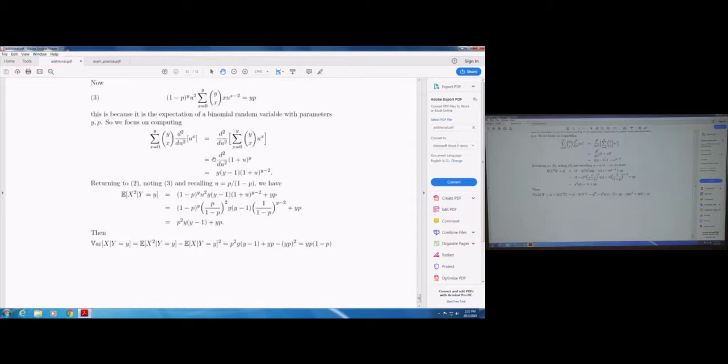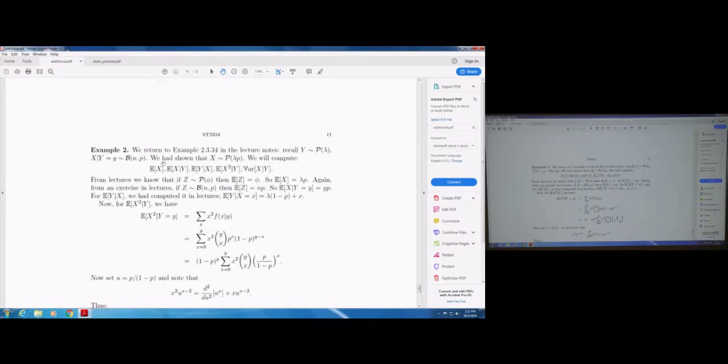Okay, so this is just a computational example of using these types of results. This example 2.3.34 is actually from my own lecture notes, but we've seen this example before. So basically y is Poisson lambda, x given y is binomial y, p, and we'd shown that x marginally is Poisson lambda p. Actually, as I said, this was in last semester's exam. So we want to compute the expected value of x squared given y, the expected value of x given y, and the variance of x given y.